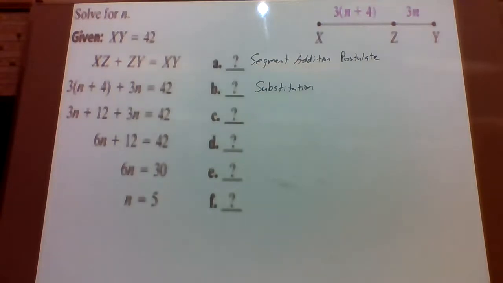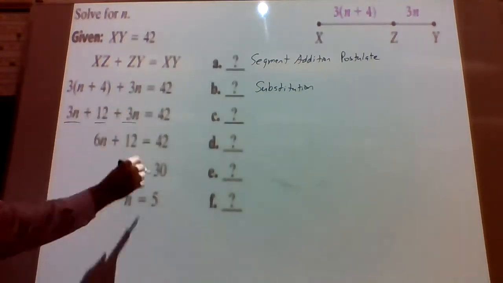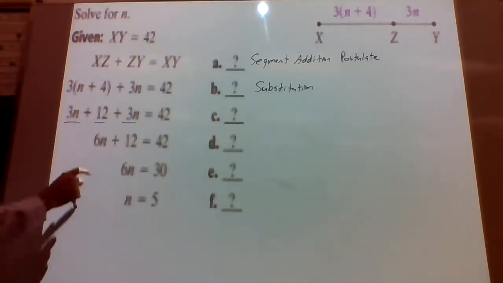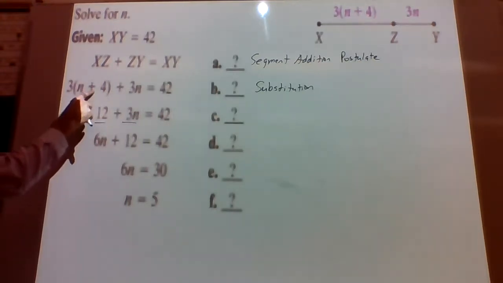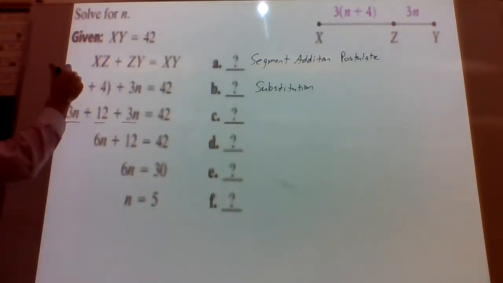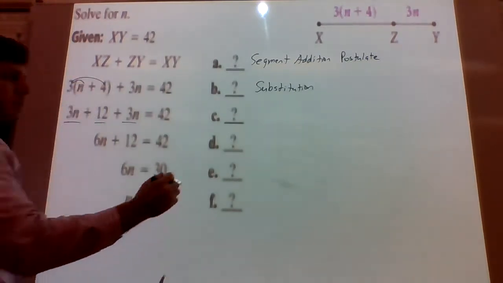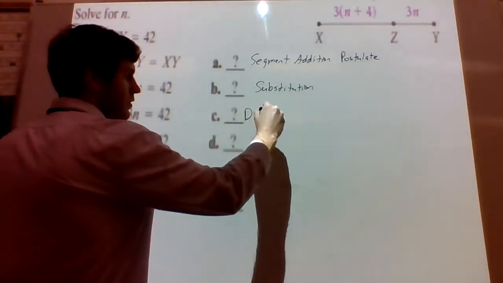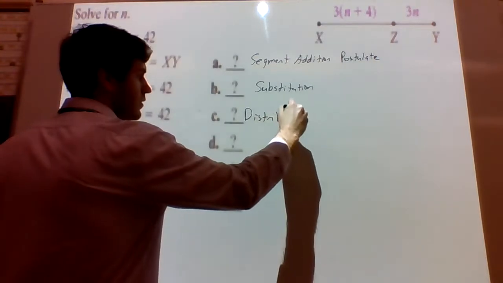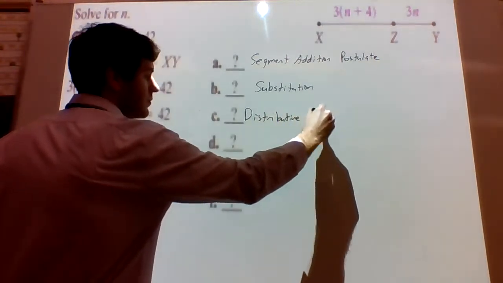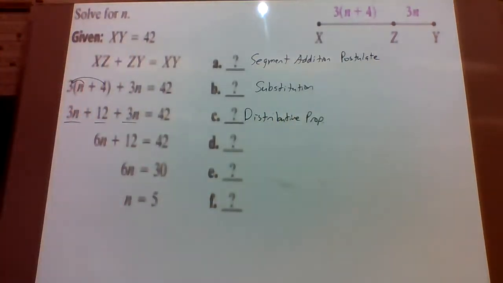Next step, 3n plus 12 plus 3n is 42. How did we get that? How did we go from 3 times quantity n plus 4 to 3n plus 12? We distributed, so it's going to be distributive property. And again, it's not what are you going to do next, it's how did you get there. So how did we get here? We did it by distributing the one before.